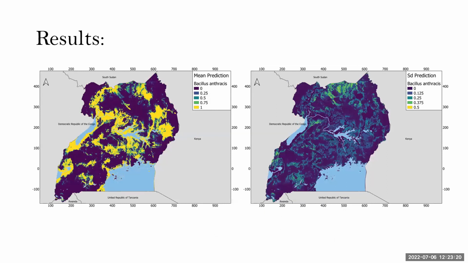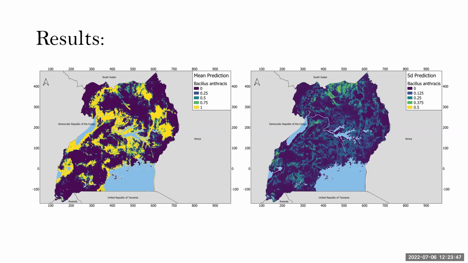The figures above show the posterior predictive mean and the posterior standard deviation of the probability of Bacillus anthracis suitability across Uganda. The AUC value for the best model was 0.9, indicating very good model performance in terms of excellent discrimination ability between presence and absence locations. And the sensitivity of the final model against the withheld evaluation dataset was 90%.